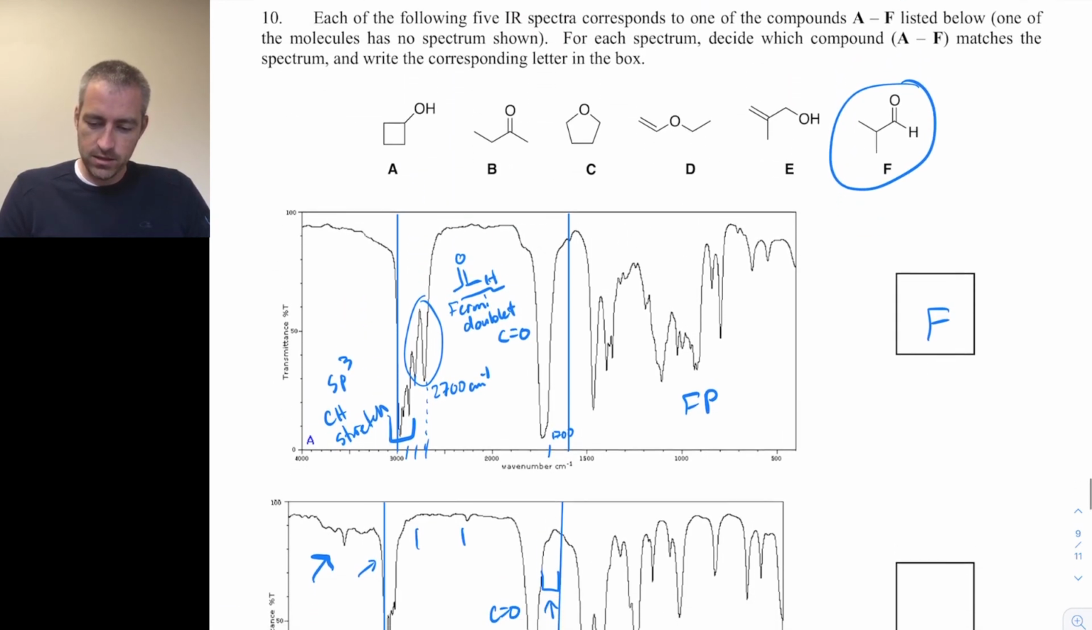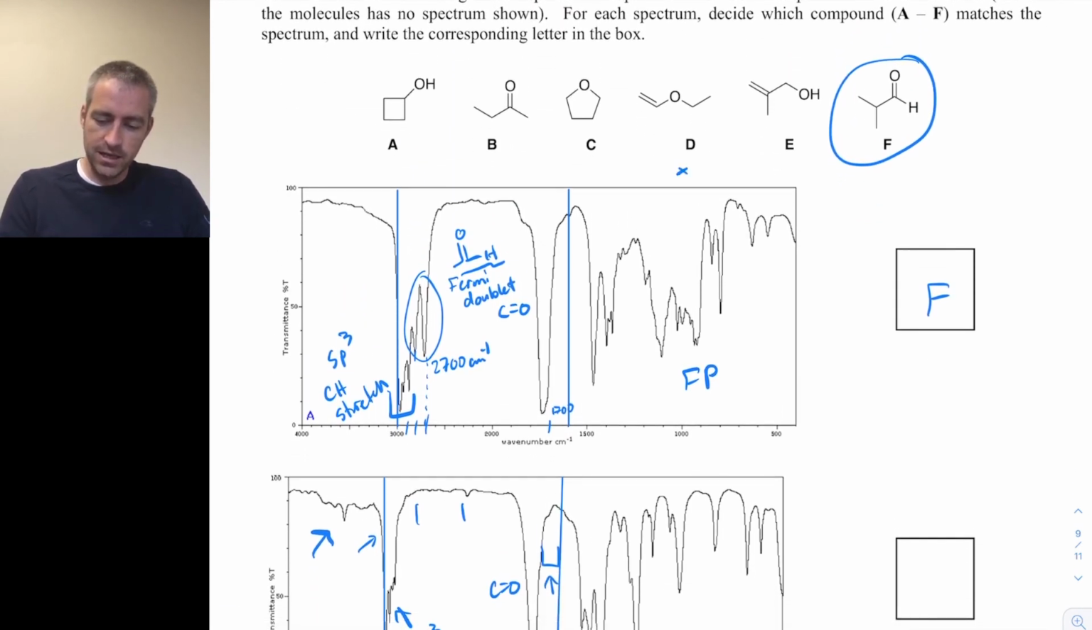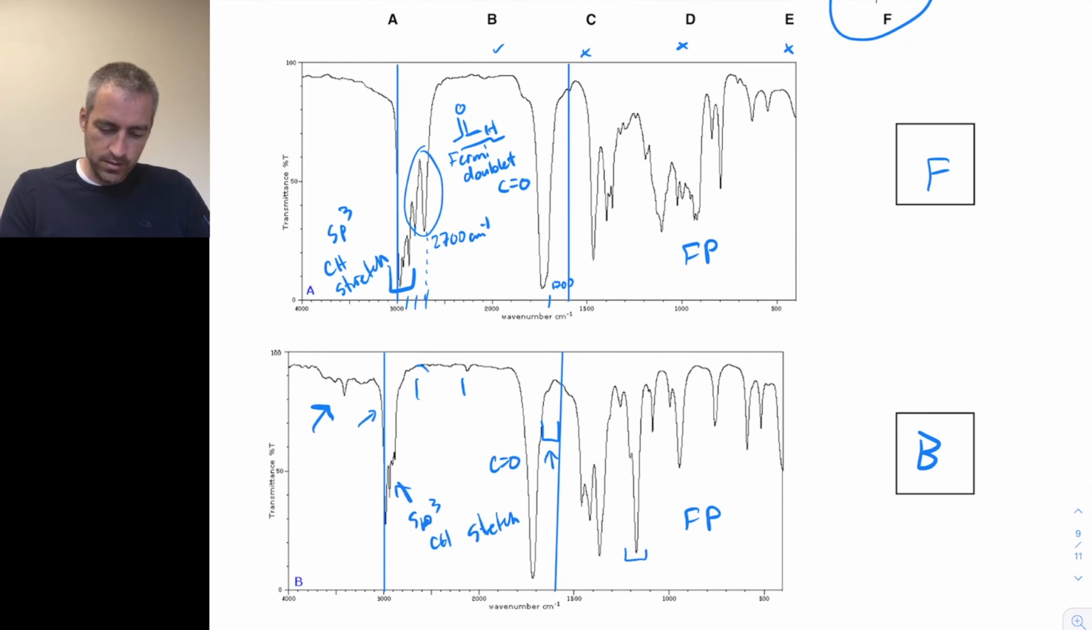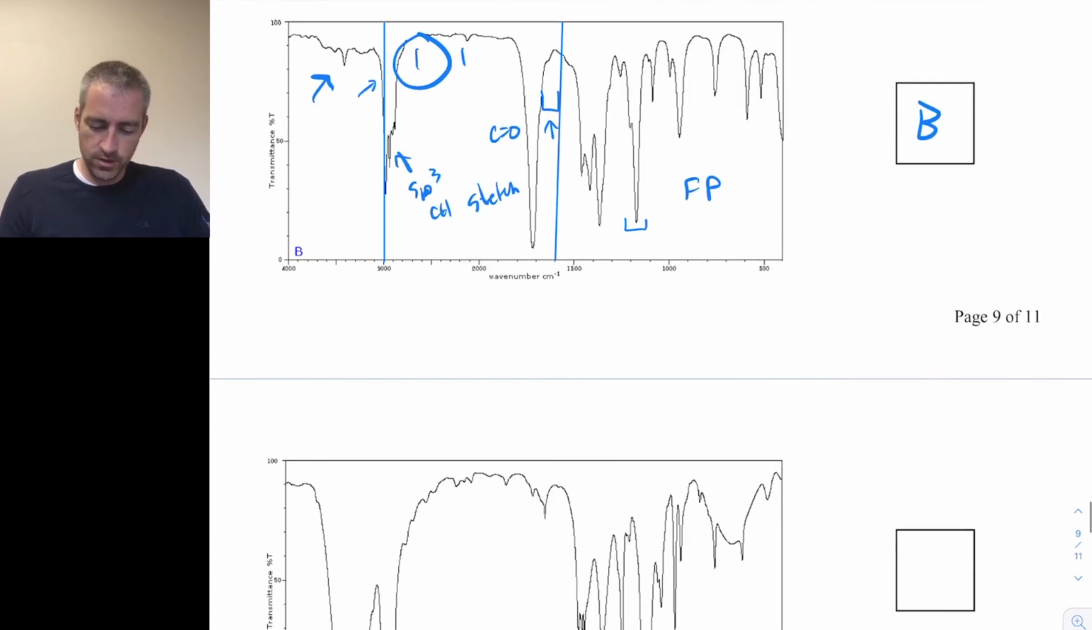If I look at the candidates here, it's definitely not D, definitely not E, definitely not C. It could be B. I think B is the only reasonable option here. And we know it's not F because there's no Fermi doublet, which you'd find out here. Okay, so far so good.